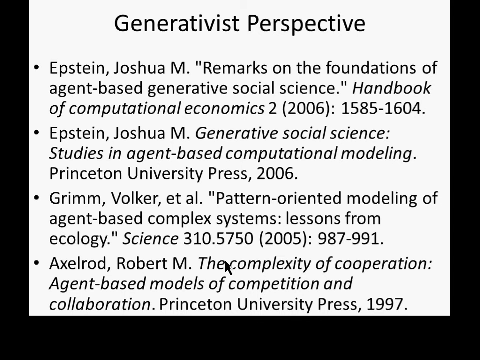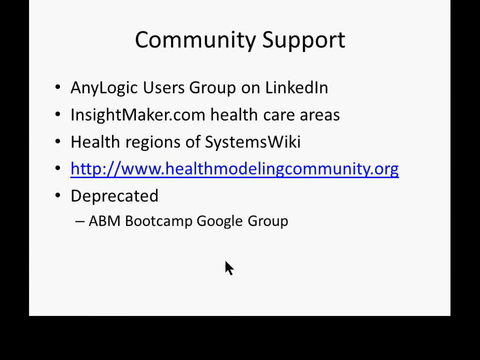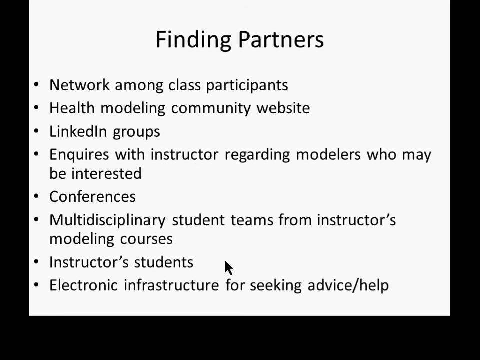For the generativist perspective and so on, these are some worthwhile articles. That includes the Volker Grimm article on pattern-oriented modeling, which is worth looking at. Here's some community support. We've mentioned the LinkedIn one. The Insight Maker, Jeff has demonstrated earlier today. There's this thing called Systems Wiki that Jeff can talk more about, but is Gene Bellinger's area, I think. Is that right? Yeah, sort of more general systems thinking, a general introduction with some simulation, mostly stock and flow, a little bit of agent-based. And then there's the health community, or the health modeling community site that we had mentioned.